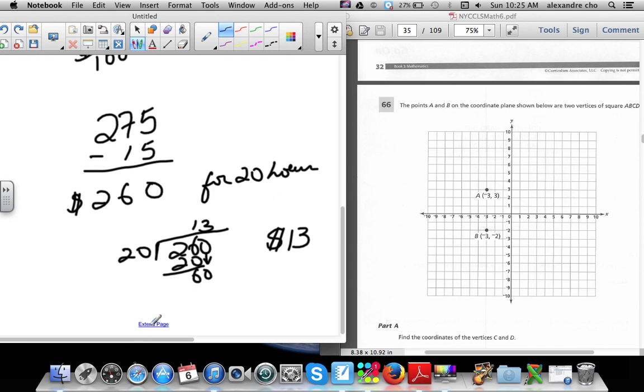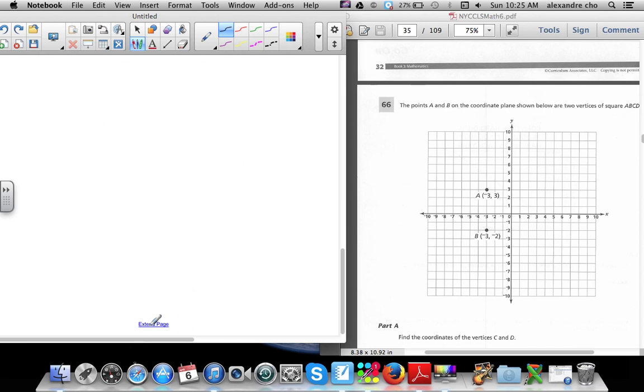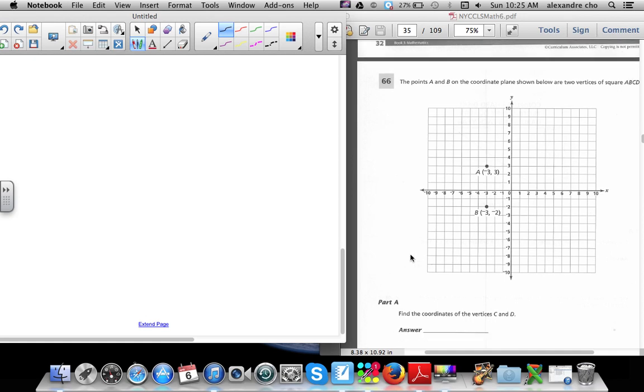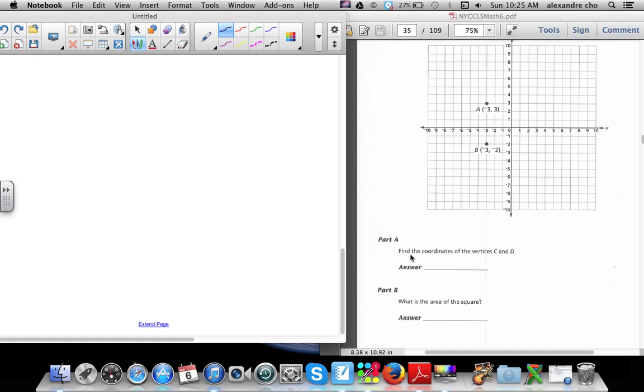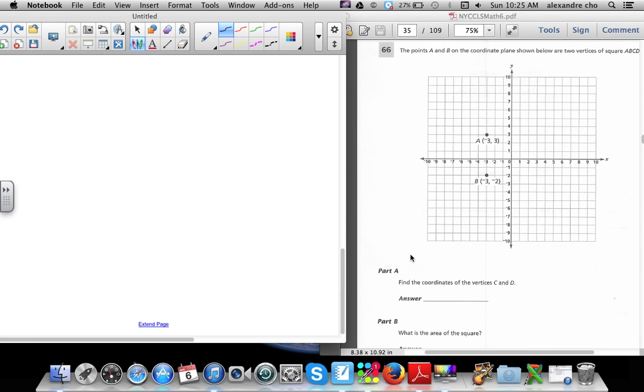66. Let's see, what do you want? Find the coordinates of, okay, so you want to make a square here. And find the area. All right, that's not that difficult.